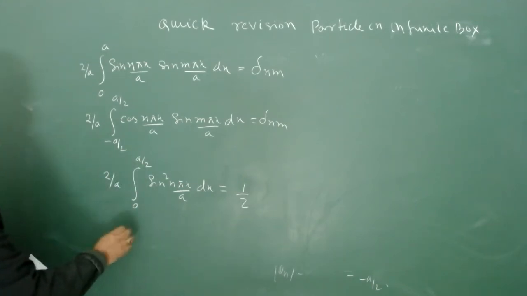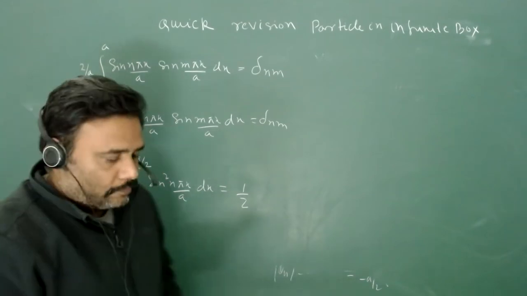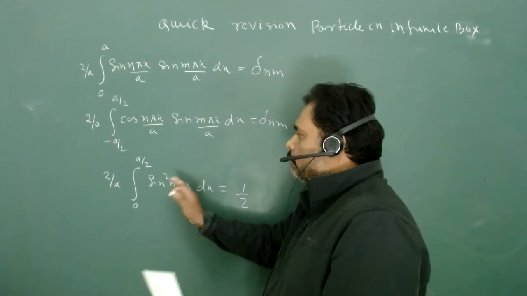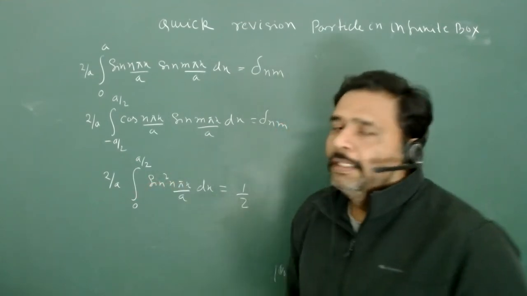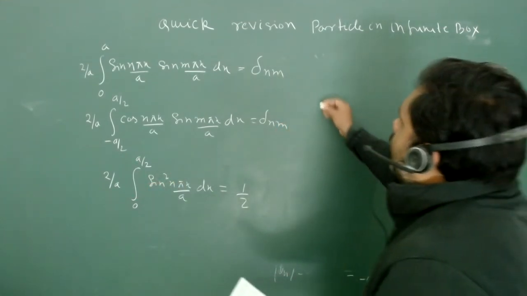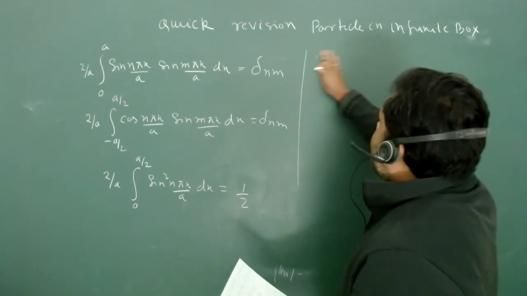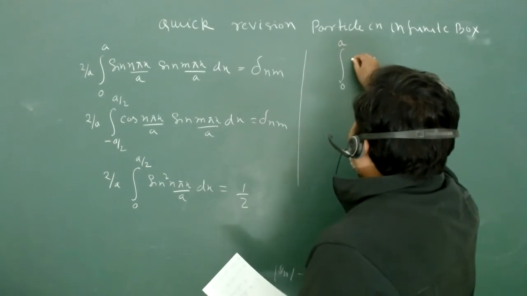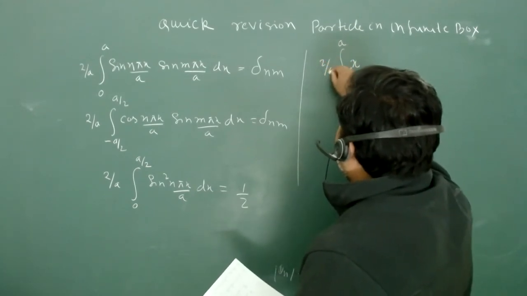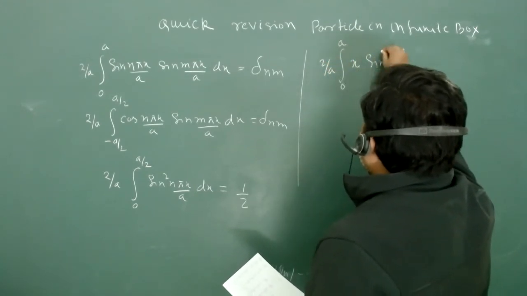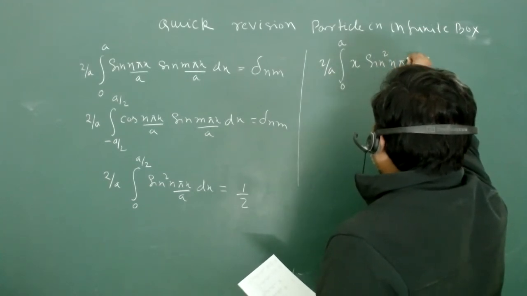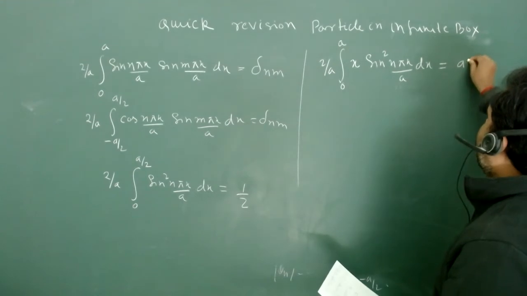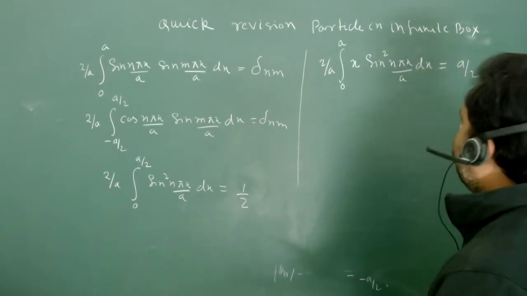Similarly, the other main integration is very important, where we can go for normalization when we are calculating the probability. And this integration is also very important: between 0 to a, you have x, and this is 2 by a, sine square n pi x upon a dx, which is equal to a by 2. This is all about average value.